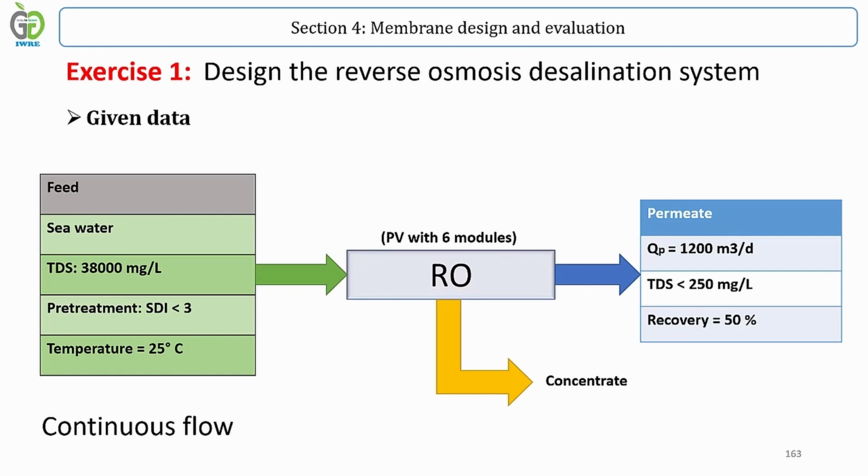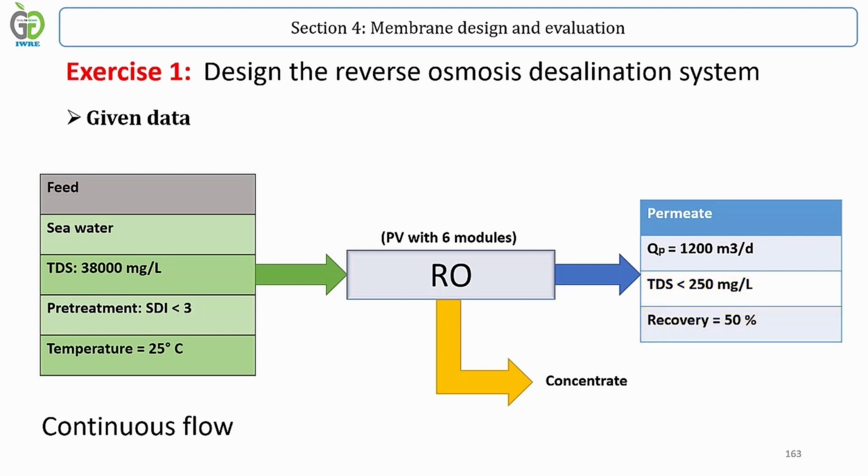Exercise. Design the reverse osmosis desalination system according to the given data. The feed source is seawater with TDS 38,000 mg per liter, silt density index less than 3, with a 25 degrees Celsius temperature. The required permeate flow is 1,200 cubic meters per day. Required TDS is less than 250 milligrams per liter with a recovery of 50%.